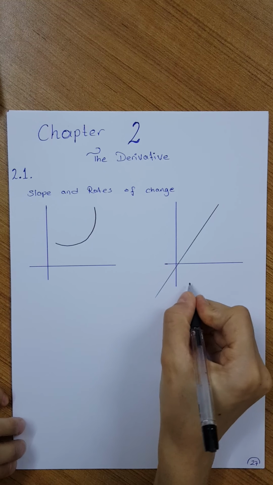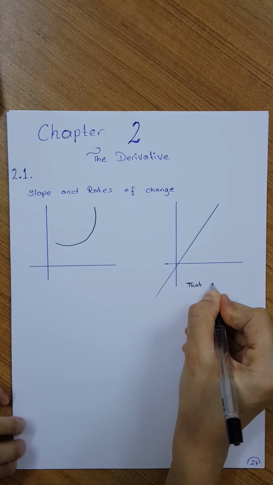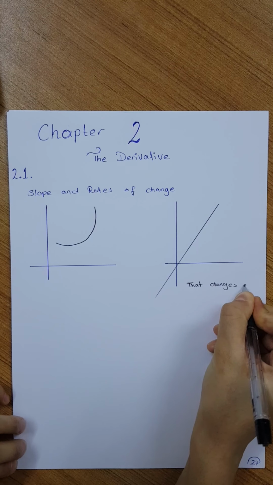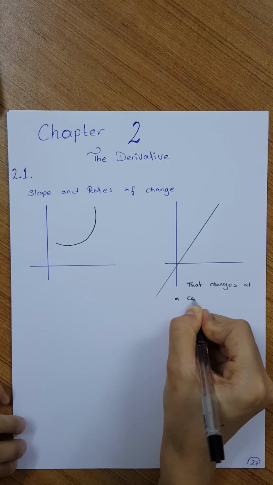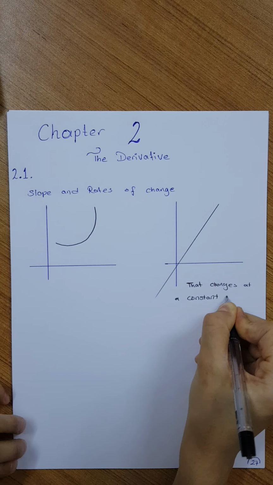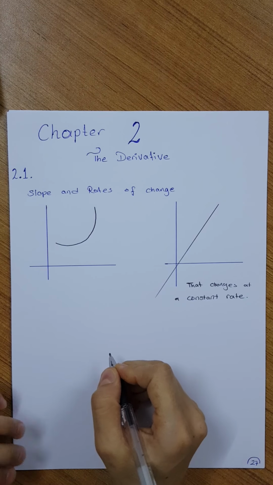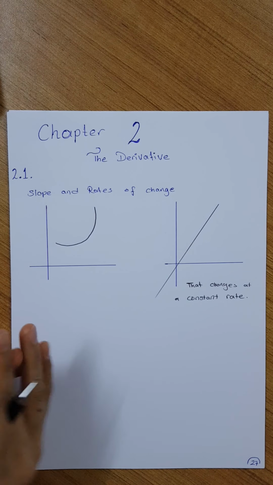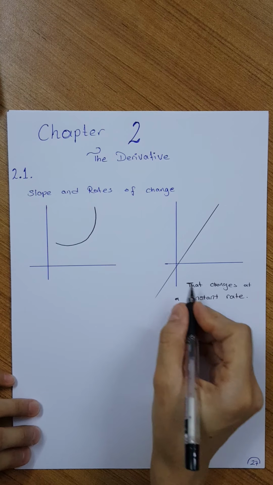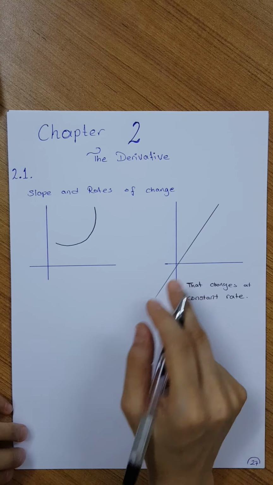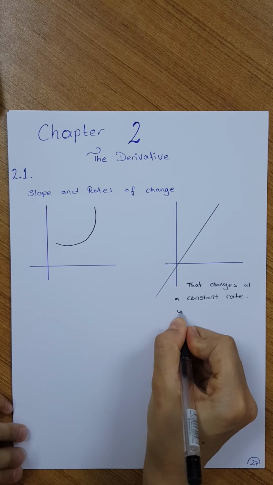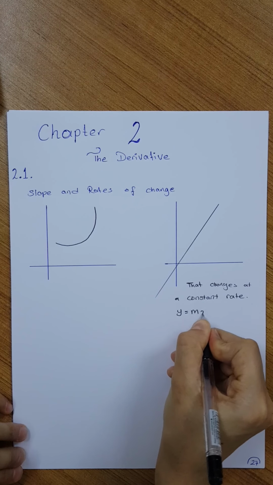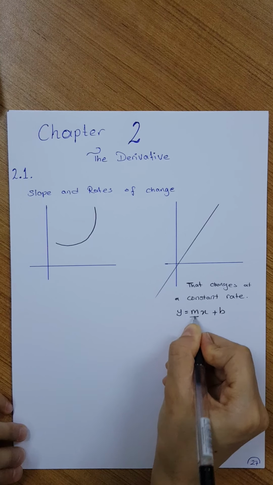In chapter 1, when we were talking about linear functions, we said a linear function is a function that changes at a constant rate. That means the function was increasing or decreasing steadily. The function was depending on that constant rate to rise or fall. When we were talking about the slope of a function, the way of writing a function was y equal to mx plus b. We were calling that m the slope.